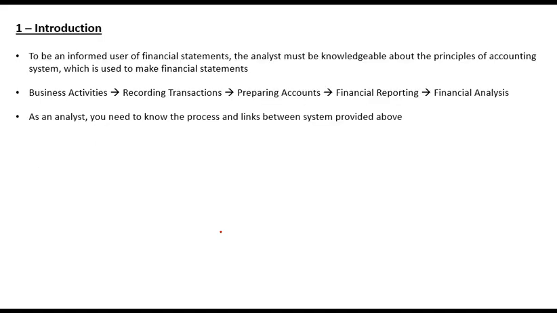So starting with the very basics, any accounting activity or any accounting transaction starts with a business activity. There has to be an activity for any transaction to happen, for anything to appear in financial statements. With respect to business activities, there are three broad categories of business activities: operating activities, investing activities, and financing activities.